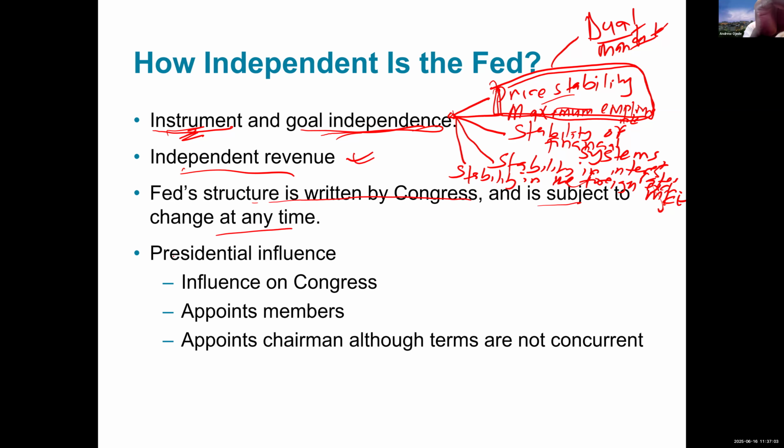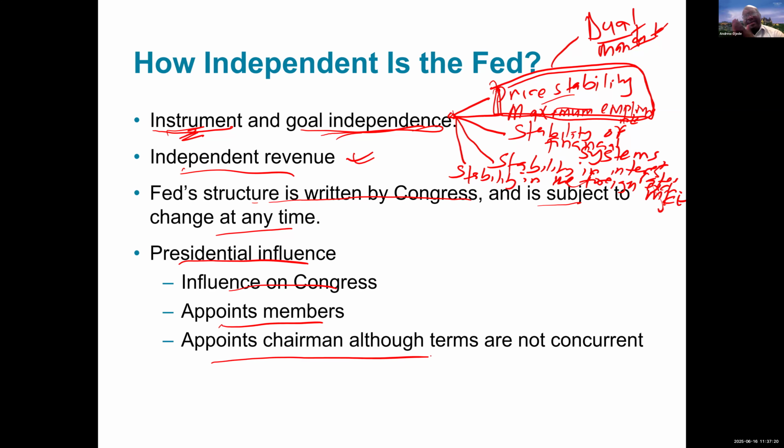So there's a little bit of presidential influence on Congress, appointment of members of the Federal Reserve. The president appoints a chair. I talked about that. So a little bit, but not fully. The Fed is still very independent.